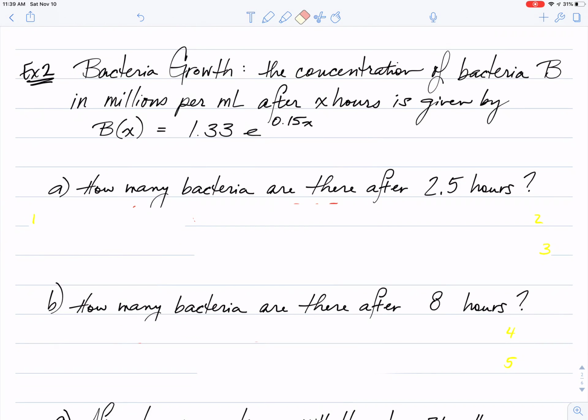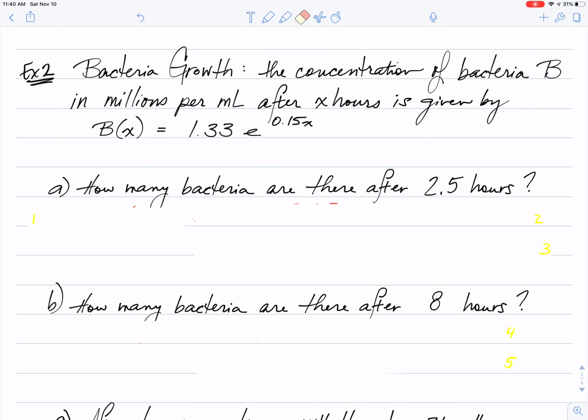It says the concentration of bacteria, we're calling that B, in millions per milliliter after X hours is given by, and we've been given an equation here: B of X is equal to 1.33 times E raised to the 0.15 X power. Notice that our B is how much bacteria we have. Our X is the time. It's the number of hours we have.